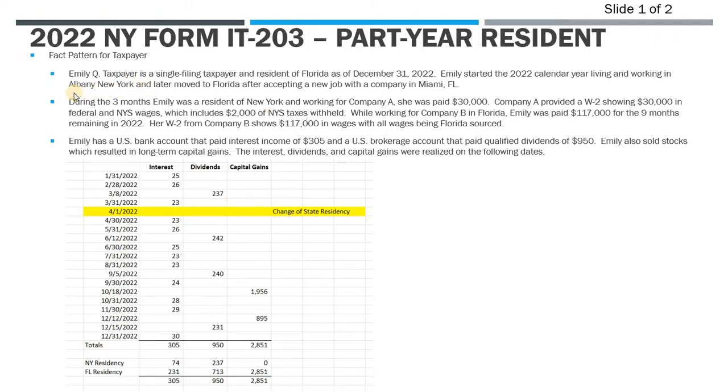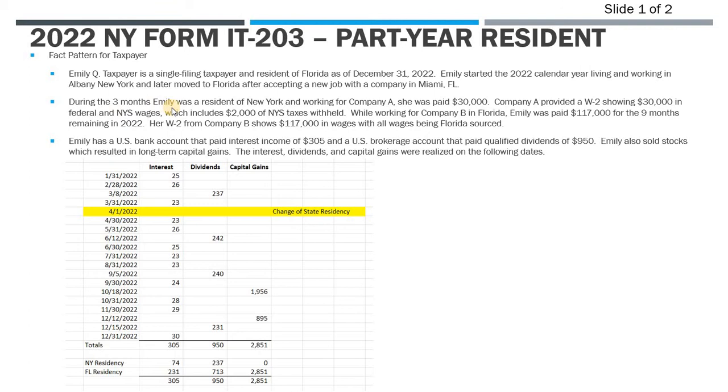So the fact pattern we've got here, we've got Emily, taxpayer. She's a single filing taxpayer and resident of Florida as of the end of the year. Now, she started the 2022 calendar year living and working in Albany, New York, and then later moved to Florida after accepting a new job.